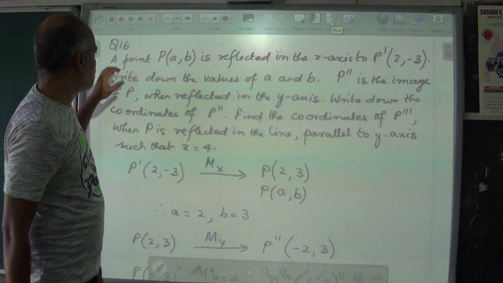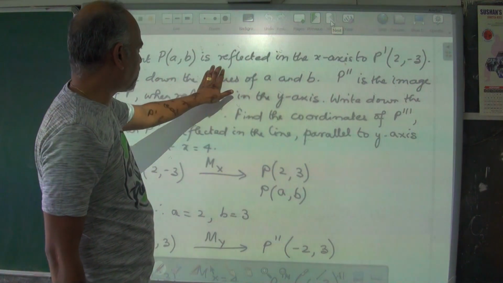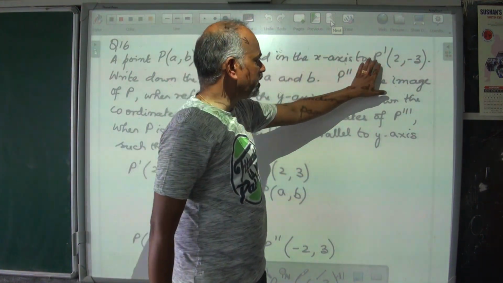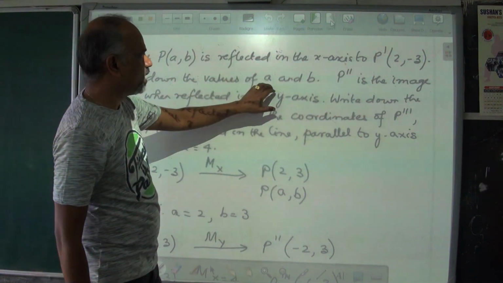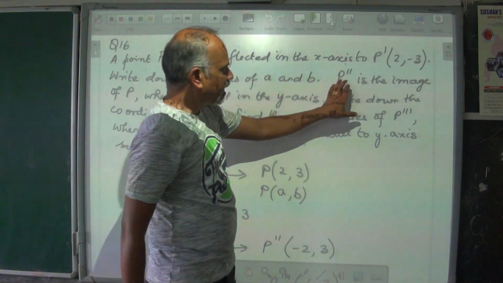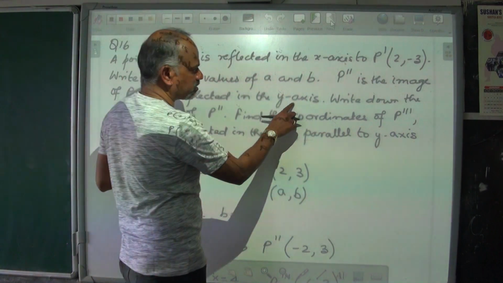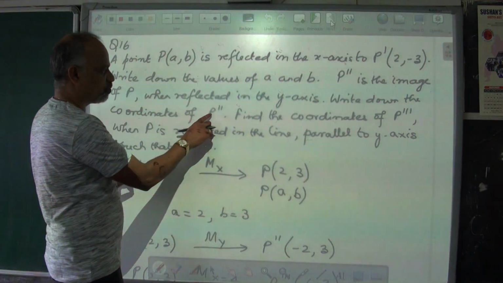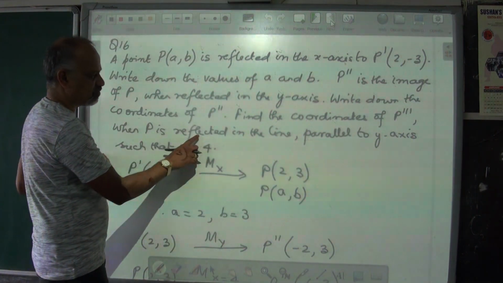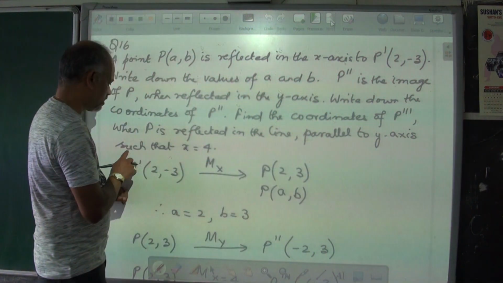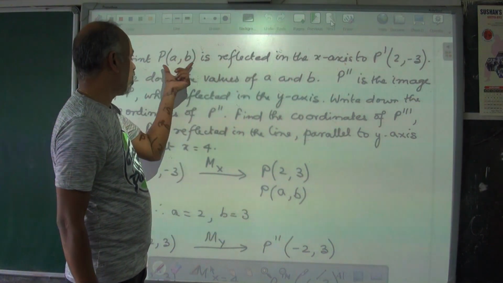Next question is question 16. A point P whose coordinates are A, B is reflected in the x-axis to P dash whose coordinates are 2, -3. Write down the values of A and B. P double dash is the image of P when reflected in the y-axis. Write down the coordinates of P double dash. Find the coordinates of P triple dash when P is reflected in the line parallel to the y-axis such that x is equal to 4. We'll go one at a time.